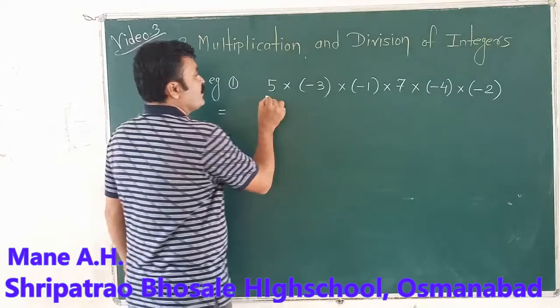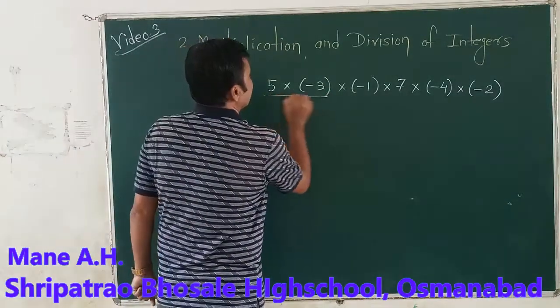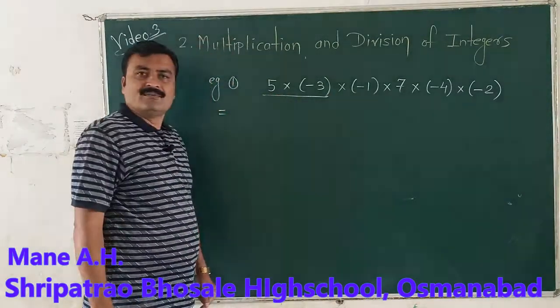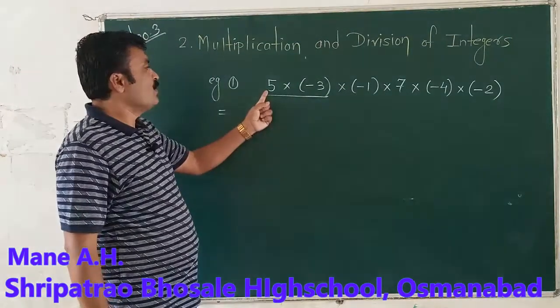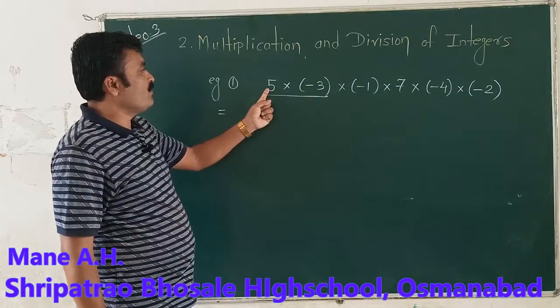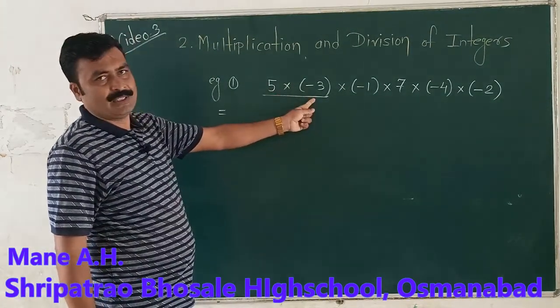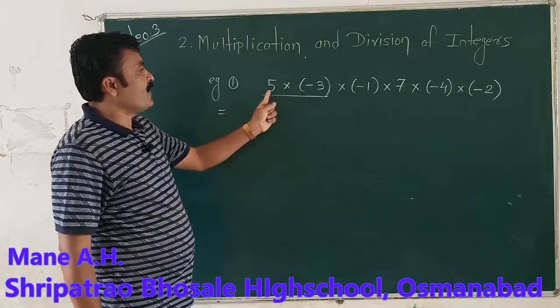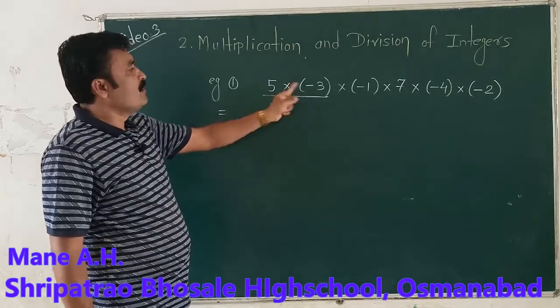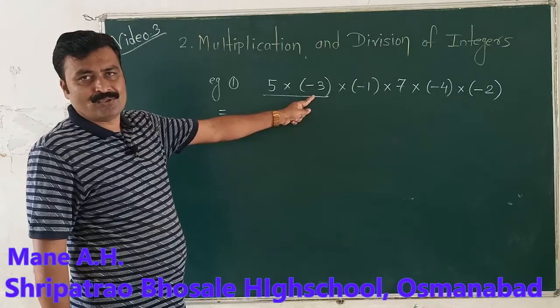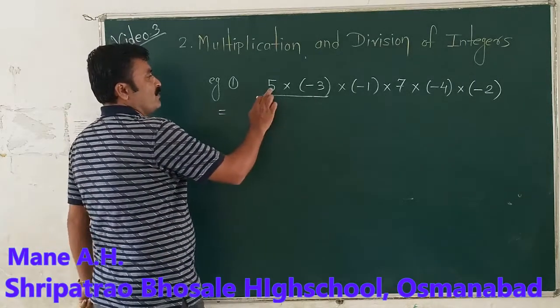So first I am making an underline here, that is for the first multiplication. We had to do the multiplication between 5 and minus 3. 5 is a positive integer, minus 3 is a negative integer. So let's take the product of their magnitudes.